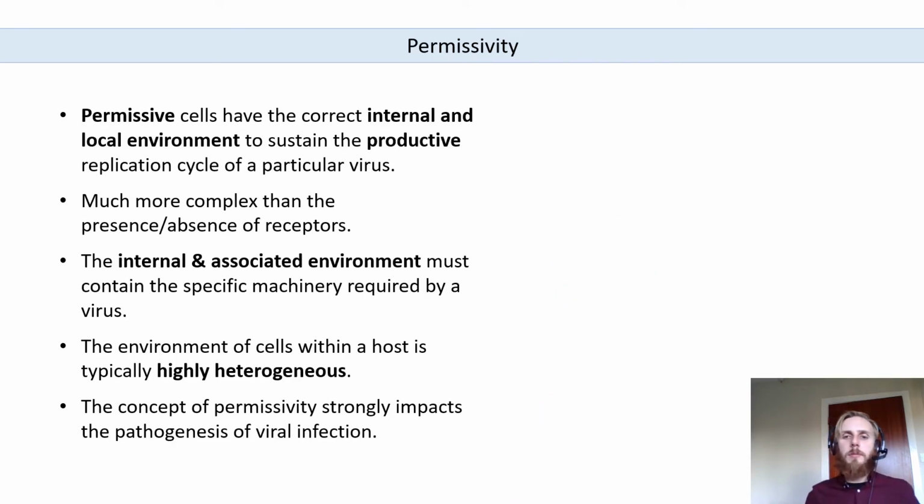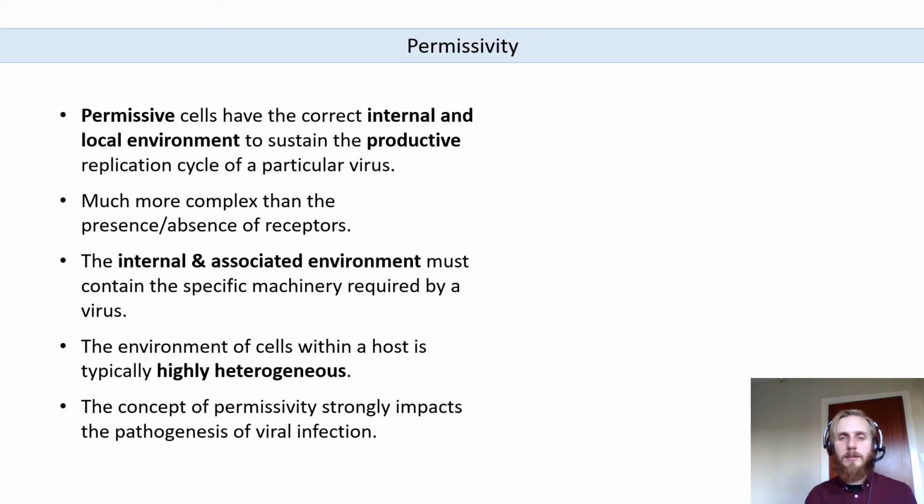Next, we have this concept of permissivity. Now, permissivity is linked to susceptibility, because permissivity and susceptibility both impact tropism. So a cell type must be susceptible to infection by a particular virus, and as we just discussed, that means the virus can attach to the outside of the cell and then presumably enter. But the cell type must also be permissive to infection, and this means, can the cell type sustain the virus's replication cycle in the intracellular environment?